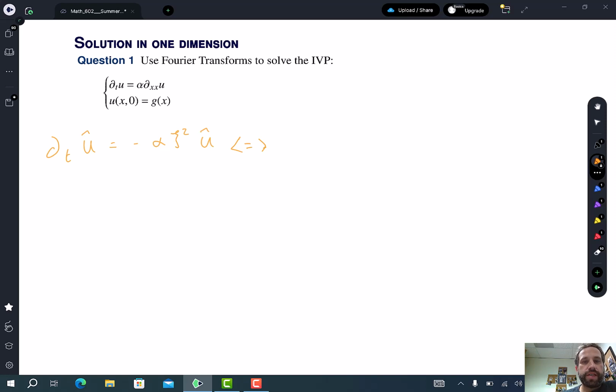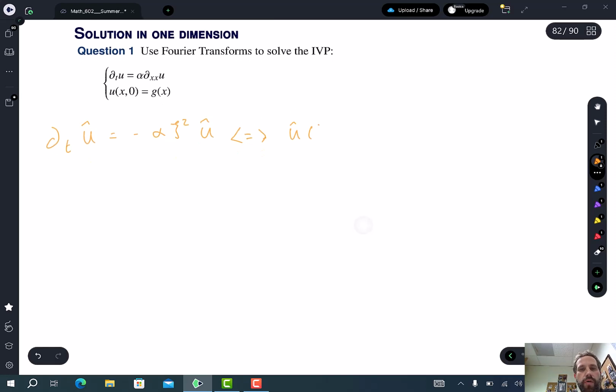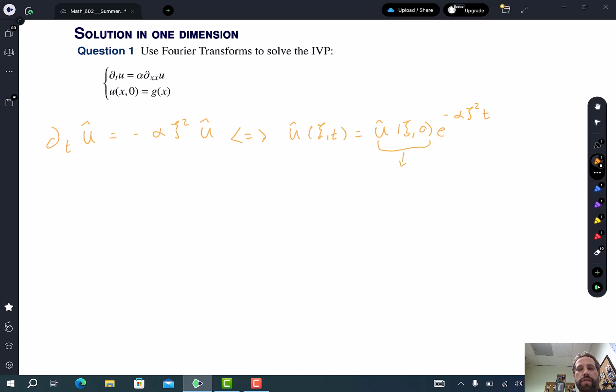And what you get, the solution then, is going to be u hat of c,t is going to be equal to u hat c,0 e to the minus alpha c squared t. Okay, so what is this? Well, this is just a Fourier transform. So now we're thinking about c as being the variable. So this is going to be the integral u hat c,0 like this. Sorry, x goes there.